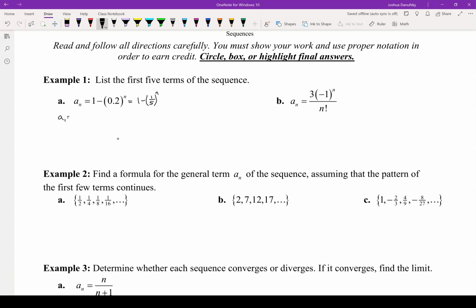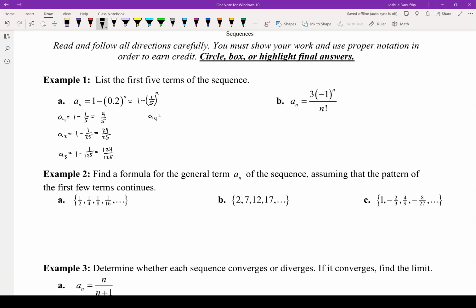So a sub 1 is going to be 1 minus 1/5 to the first power, which is 4/5. A sub 2 is going to equal 1 minus 1/5 to the second power, which is 1 over 25, which equals 24 over 25. A sub 3 will equal 1 minus 1/5 to the third power, which is 1 over 125, giving us 124 over 125.